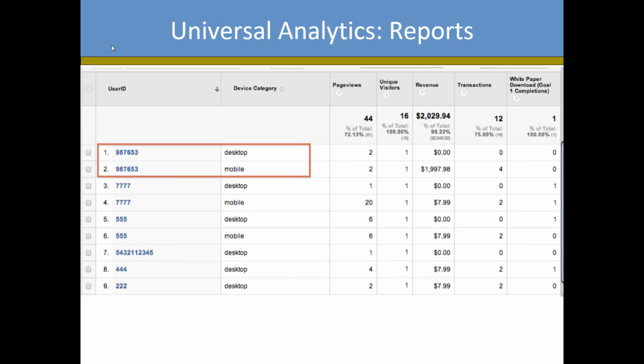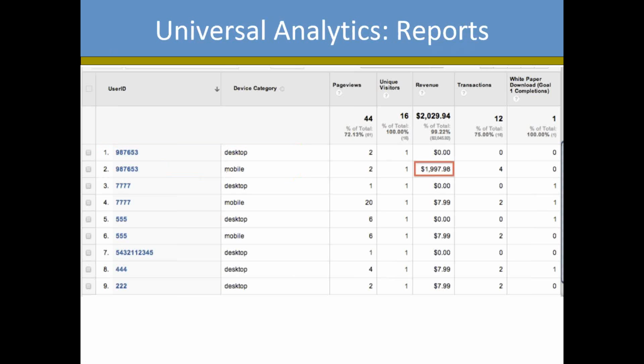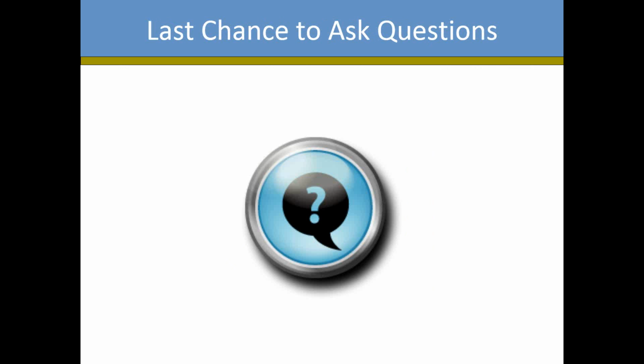And so what this looks like when you look at actual reporting is you can see a user ID inside of Google Analytics. I can see where I came from desktop to mobile, let's say on this specific account, and I can see that I'm the same person, but I actually bought on mobile instead of the desktop. And I can also see things like, did I download a white paper?